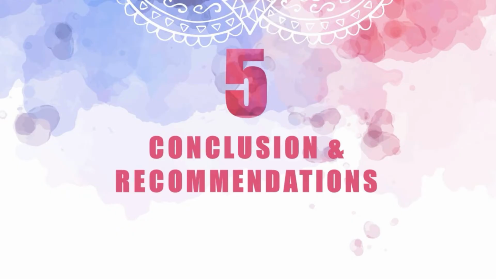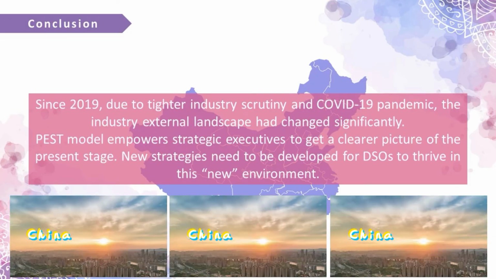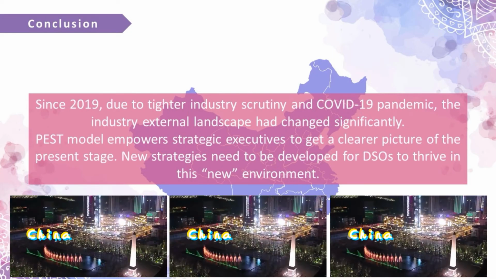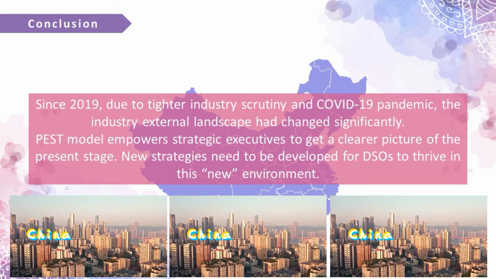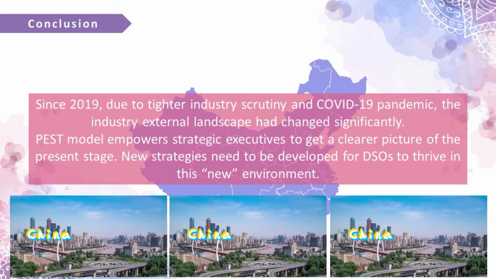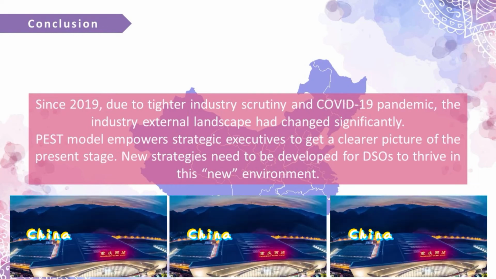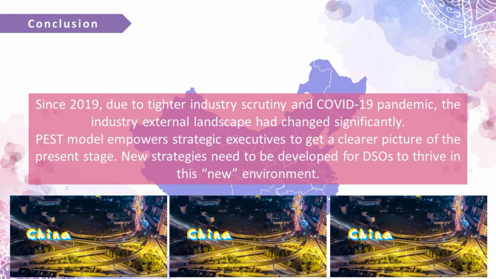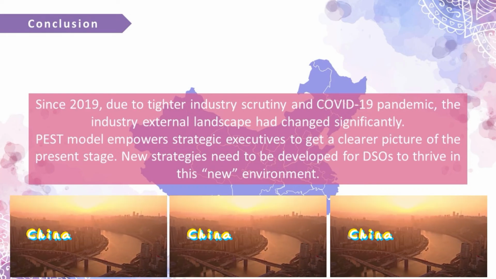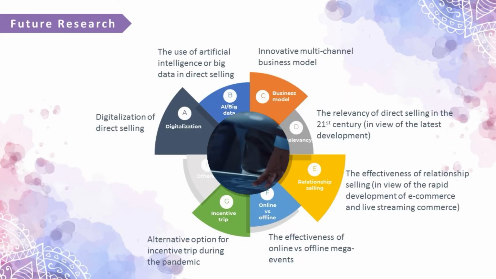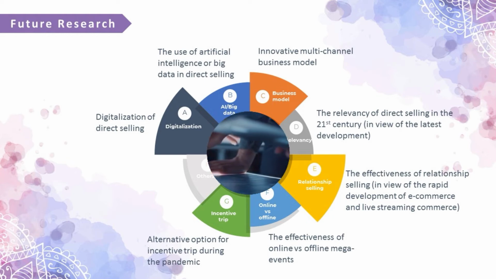We move on to the last section, conclusion and recommendation. From this paper, we can draw a conclusion. Since 2019, due to tighter industry scrutiny and the COVID-19 pandemic, the industry's external landscape has changed significantly. The PEST model empowers strategic executives to get a clearer picture of the present stage. New strategies need to be developed for direct selling companies to thrive in this new environment. There is limited literature on Chinese direct selling companies. Therefore, several new research opportunities arise.